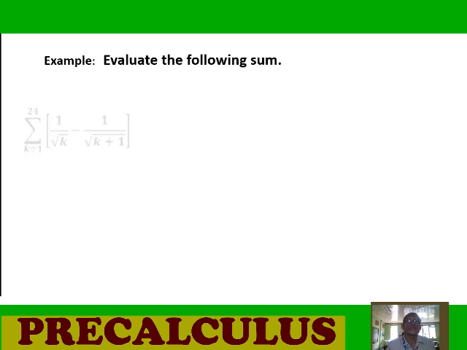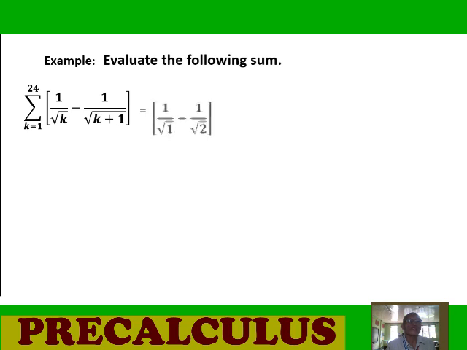Okay, evaluate the following sum. This summation is a telescoping sum. So summation of the quantity 1 over square root of k minus 1 over square root of k plus 1. Substitute k starting from 1. So 1 over square root of 1 minus 1 over square root of 2. The next term, 1 over square root of 2 minus 1 over square root of 3.